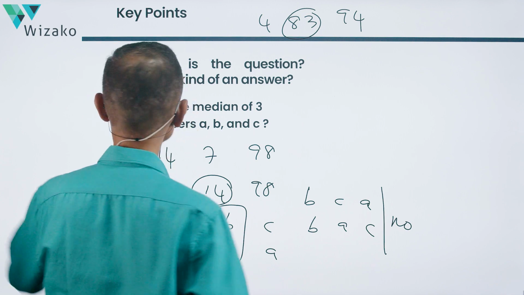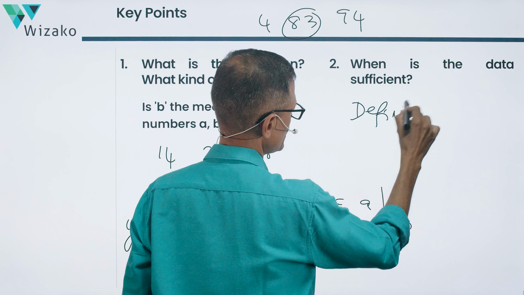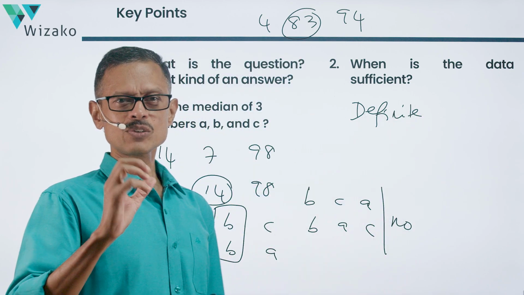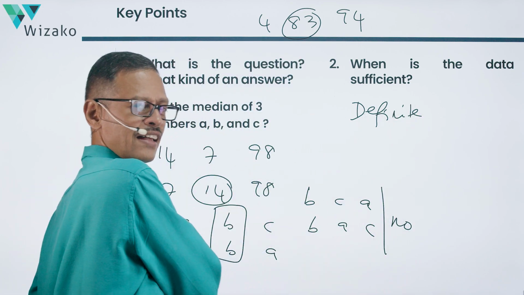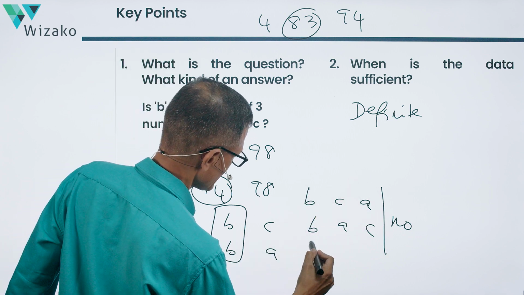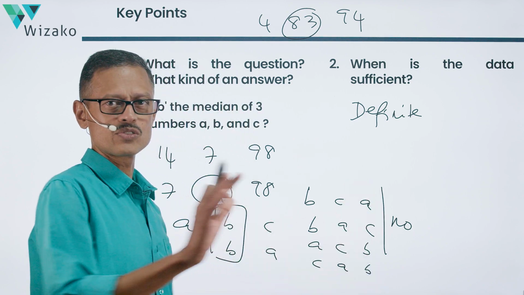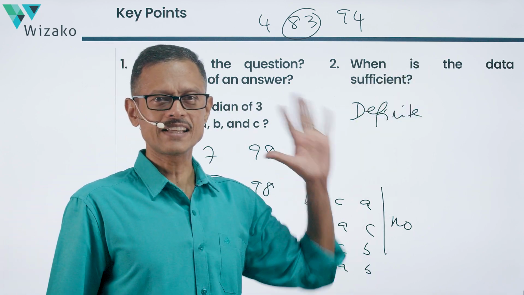When is the data sufficient? Data is sufficient when we have a definite yes or a definite no. That's what we are looking for, right? On that note, understanding what median is, when the answer is yes, when the answer is no. If you want, I can write the other 2 scenarios also, right? It is essentially ACB, CAB, right? These are the 4 scenarios when it is a no and when the data is sufficient.